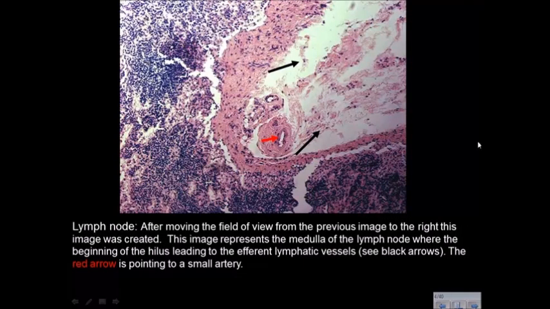This is the hilus. This looks like an artery. And I don't know what these arrows are pointing to really. But yeah, the red arrow is definitely an artery. The rest of this could be just about anything else. But anyway, there's supposed to be an efferent lymphatic vessel coming out. This might be it right here.